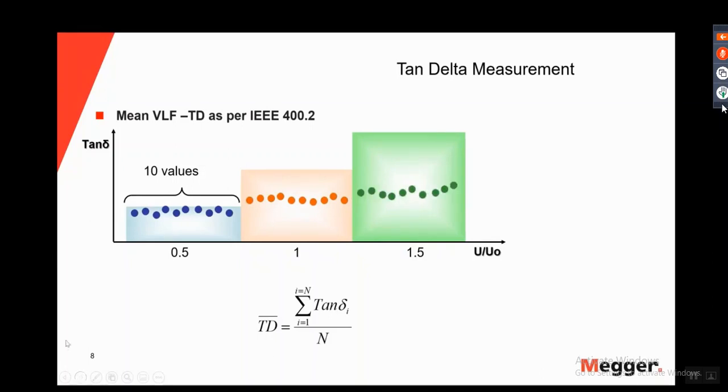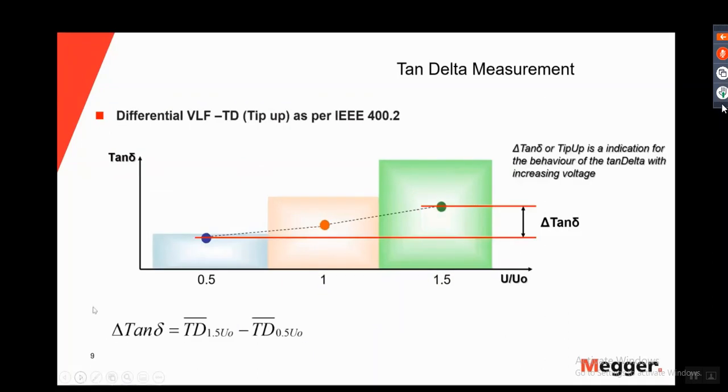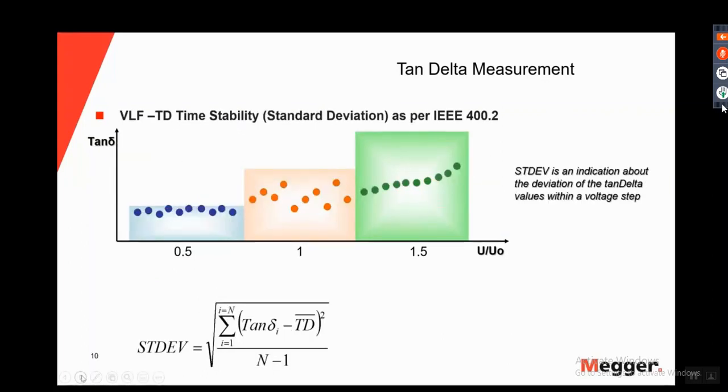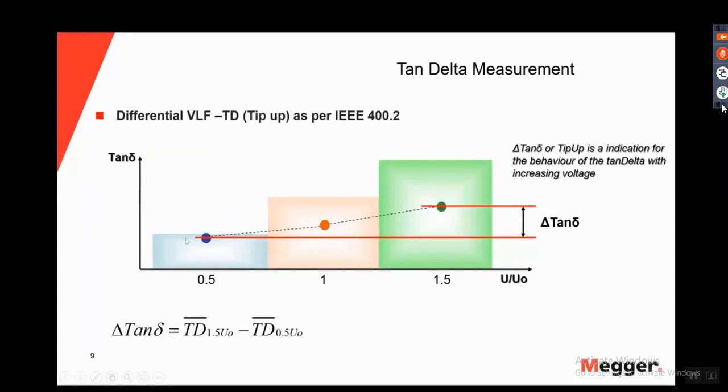And this is the equation. Here's the differential VLF TD, which is the DTD, as per IEEE 400.2. It is the behavior of tan delta as the voltage increases. This is the average of those 10. Sorry, I went a little too fast. This is the average between these here and these here. This is your value for the DTD.